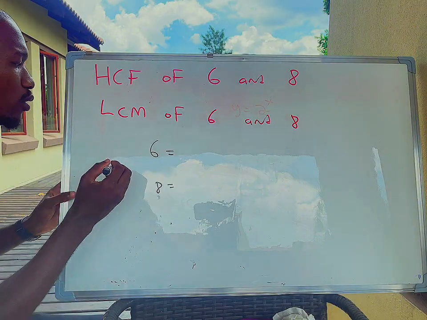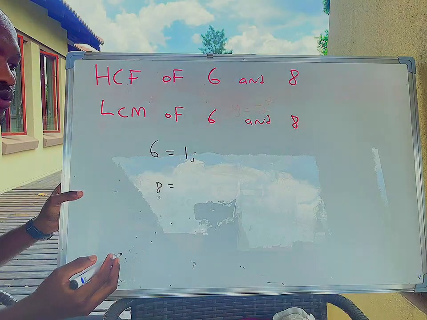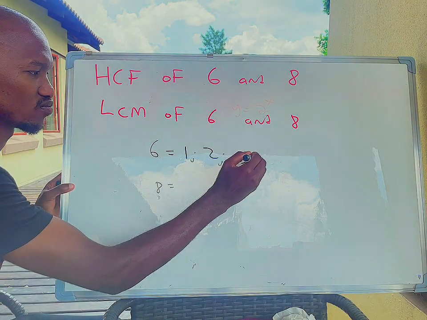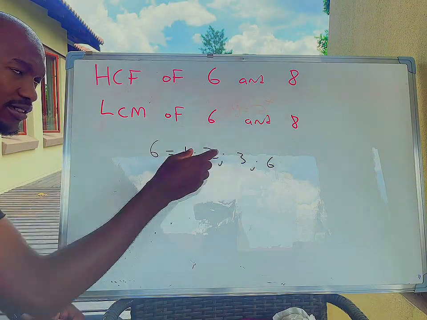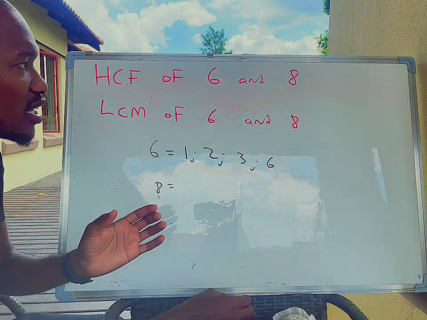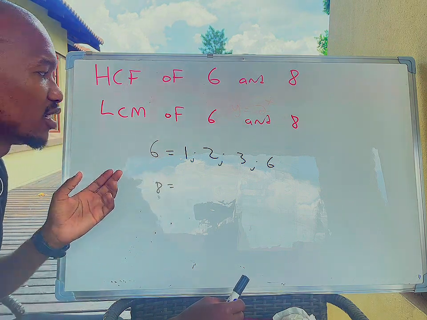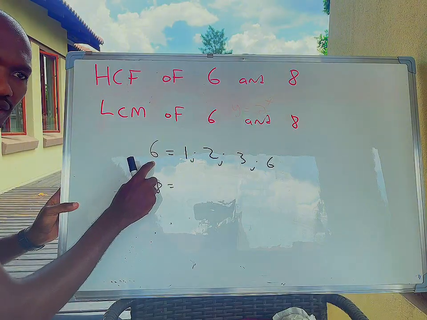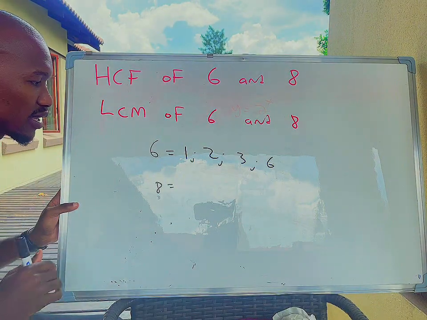We all know that 1 times 6 is 6, so 1 is a factor. We also know that 2 times 3 is 6. So basically all the factors of 6 are 1, 2, 3, 6. The factors are basically the numbers that when you multiply, they will give you that product. So 1 times 6 gives the product 6, 2 times 3 gives you the product 6. So these are all the factors of 6. I hope you get that.